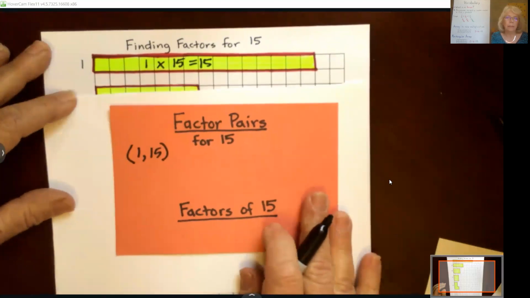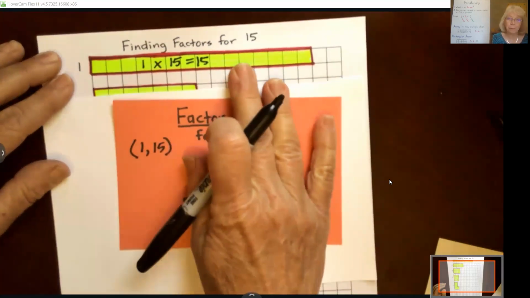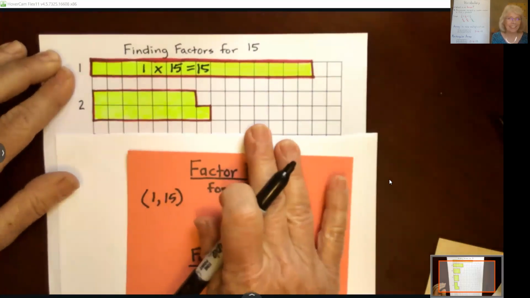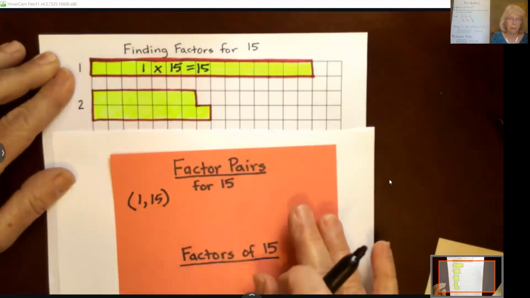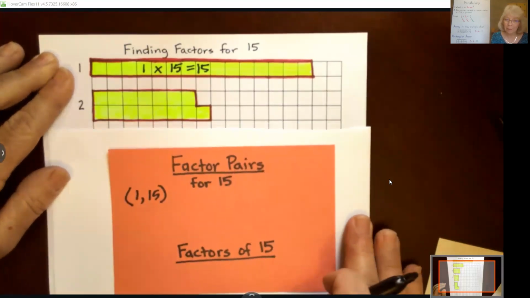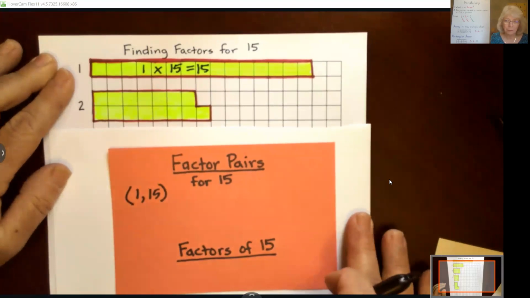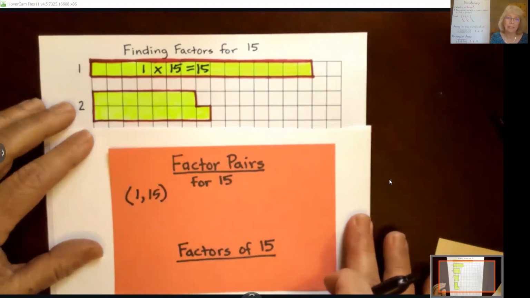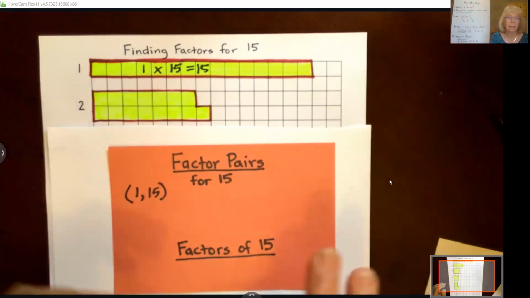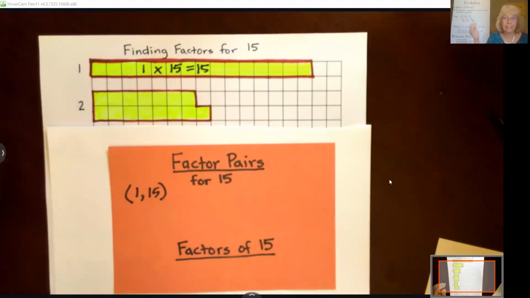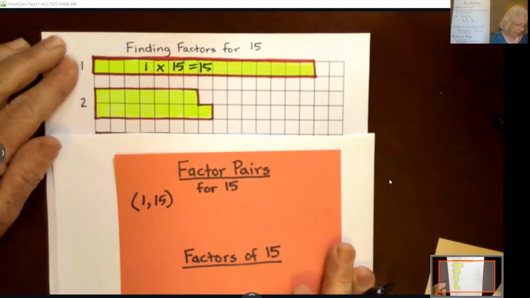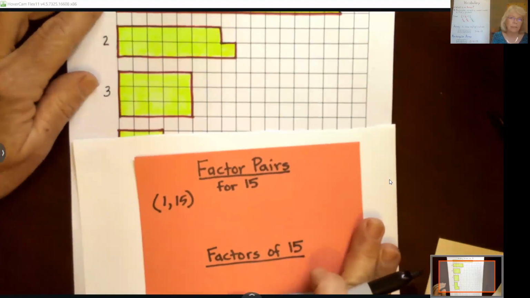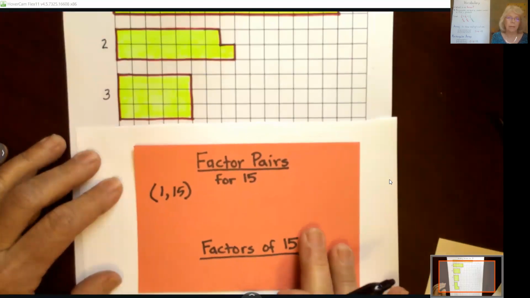So our first factor pair for any number is always 1 and itself. Let's try 2 and see if that works. Do you have a prediction? Let's see. No, it does not work. And you might have guessed that because 15 is not a multiple of 2. We can't go 2 times any number and get to 15 using whole numbers. If we skip count 2, 4, 6, 8, 10, 12, 14, 16, we don't find 15, so we can't use that one.